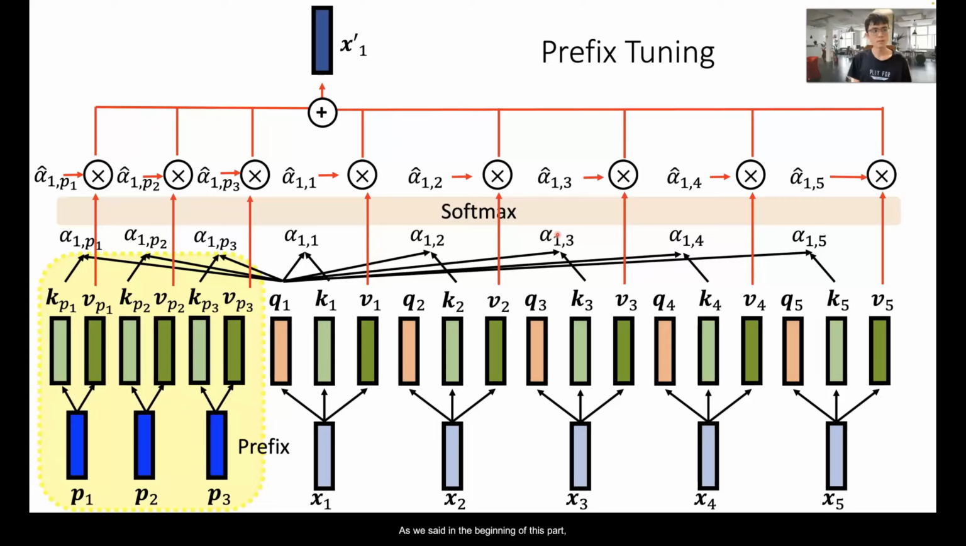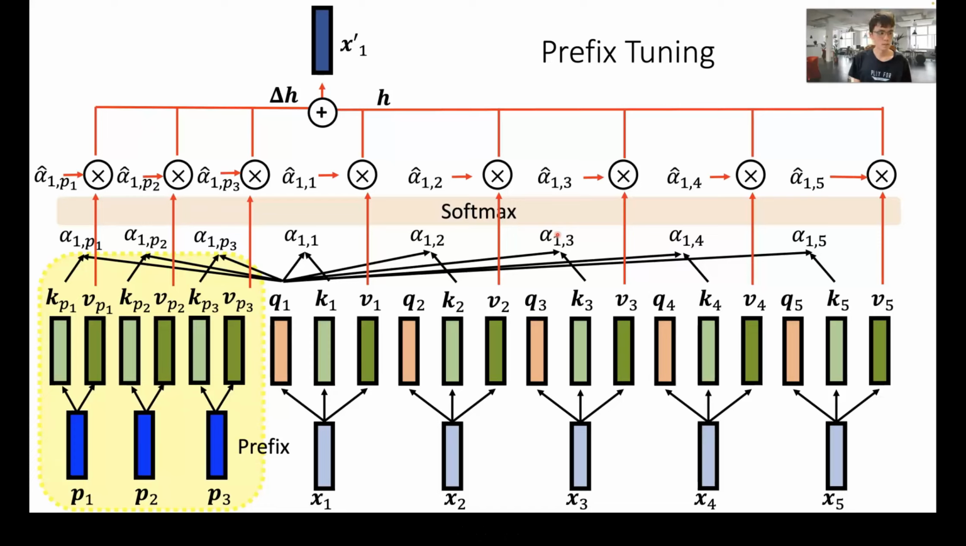As we said in the beginning of this part, prefix tuning uses prefix to modify the hidden representations that are extracted by the original pre-trained language models. Why is this the case? We can see that the alpha hat value product sum on the right-hand side is calculated using the parameters of the pre-trained transformer. So it is H, the original hidden representation calculated by the pre-trained language model.